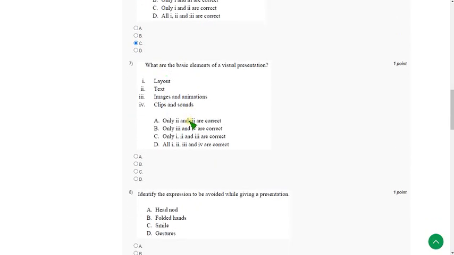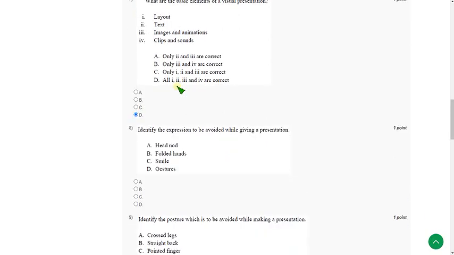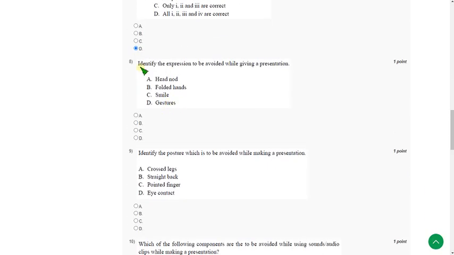Moving on to the 7th one. What are the basic elements of a visual presentation? So the answer is option D, all of the above. All 1, 2, 3 and 4 statements are correct. That is option D. Moving on to the 8th one. Identify the expression to be avoided while giving a presentation. The 8th question answer could be option B, folded hands.